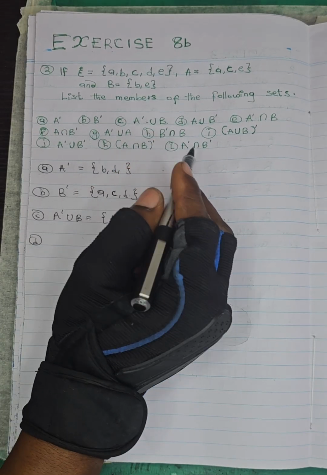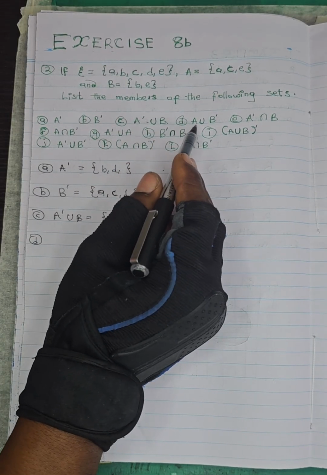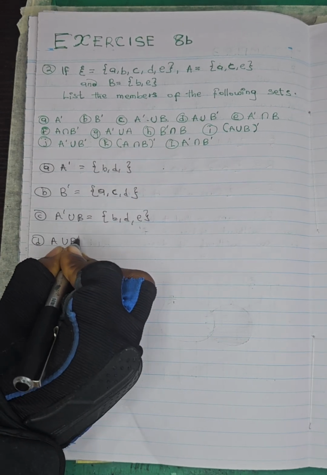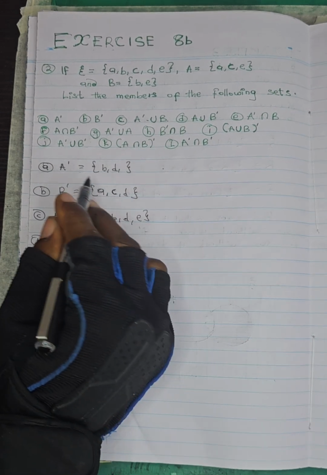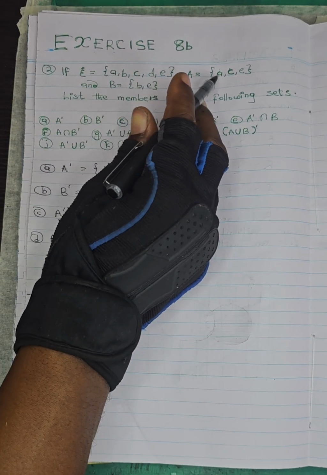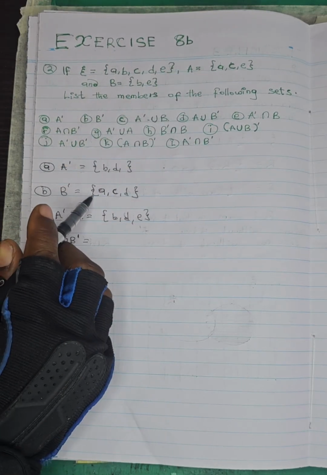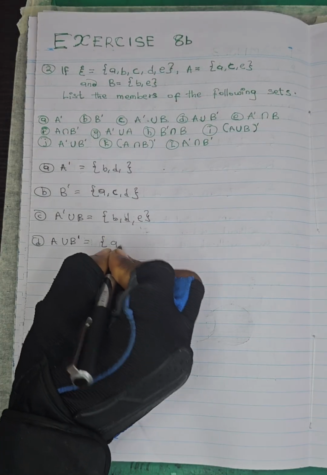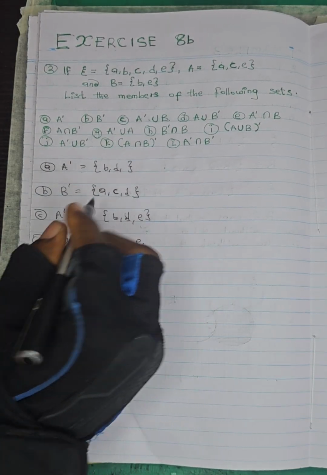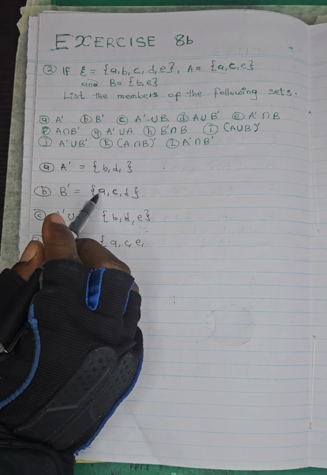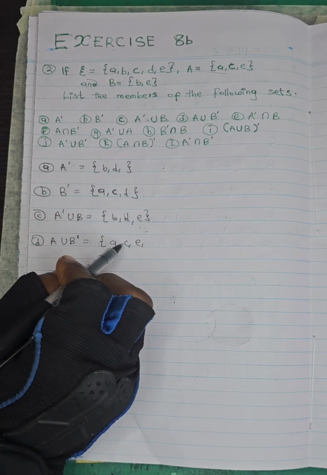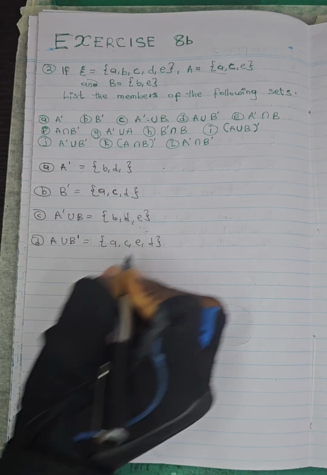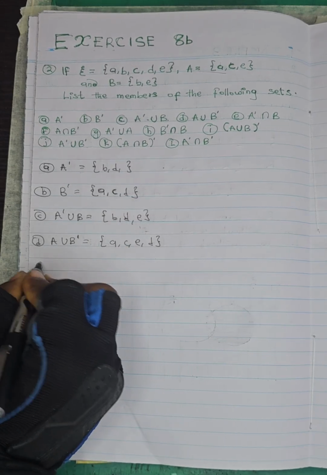Number D. A union B complement. So this is A here. This is B complement. So let me write out A, C, and E. A, then B complement. A is here, so no repetition. C is here, so no repetition. D is not here, so I'll write it out. D.